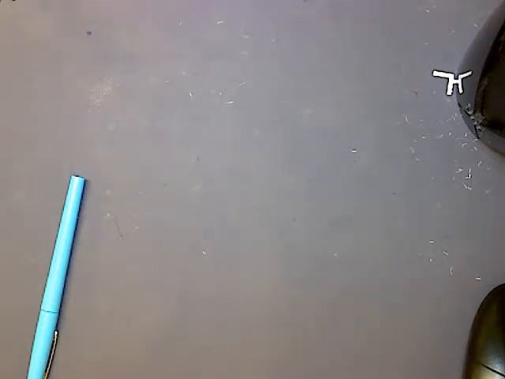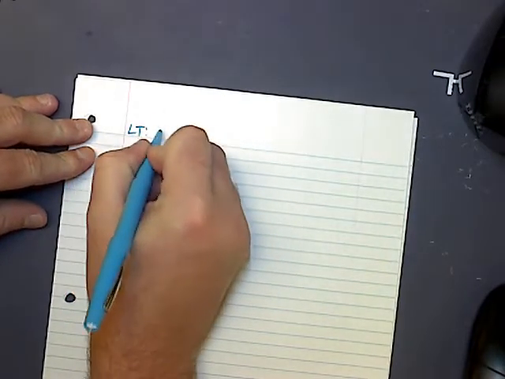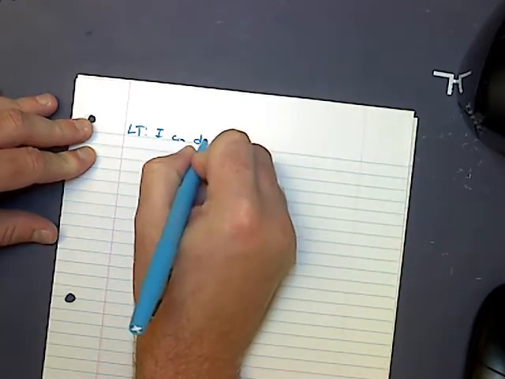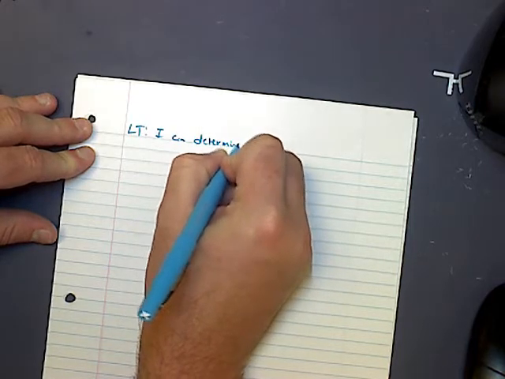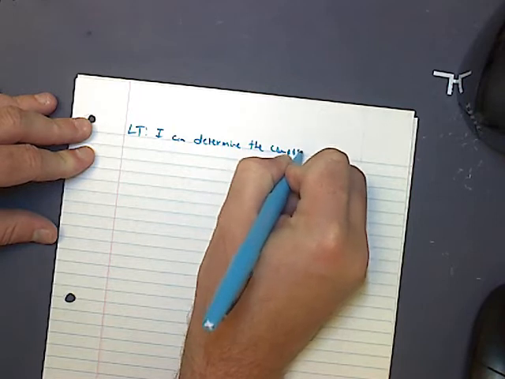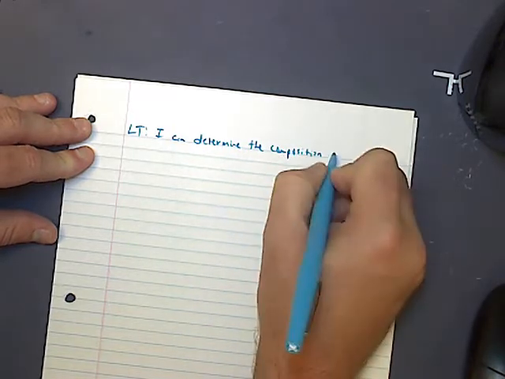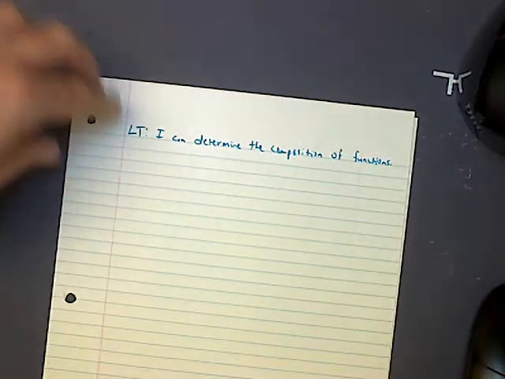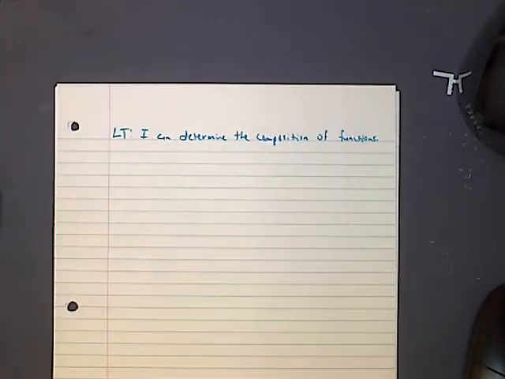Okay, what we're going to do next is go over our homework examples, homework from Monday. Our learning target is still the same, so copy this in your notebook. LT, learning target: I can determine the composition of functions. And what I'm going to do today, guys, is I went over the examples in the last video. I'm just strictly going over your homework.